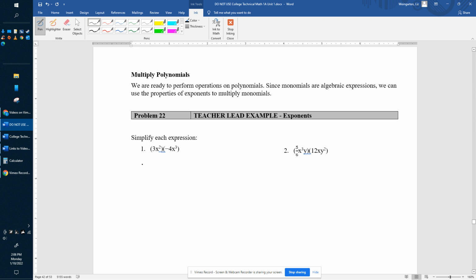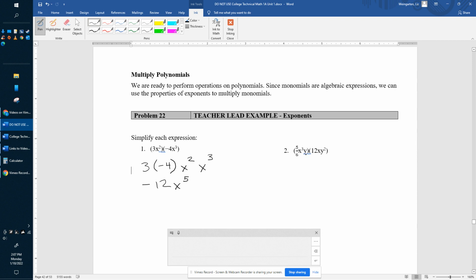Stuff you've seen before. So we have 3 as a constant. We have negative 4 as a constant. Remember that negative has to stick to the 4. We have x squared and x cubed as our variables, and we're going to keep our like terms together. So 3 times negative 4 is negative 12. x to the 2 plus 3, we're multiplying these together, so we're going to add the exponents, x to the 5th.